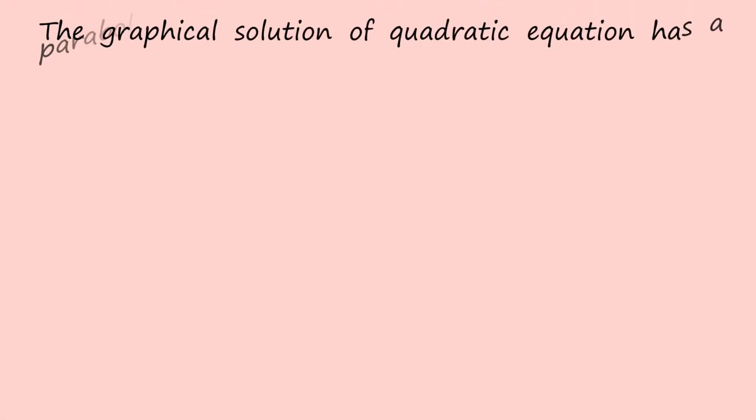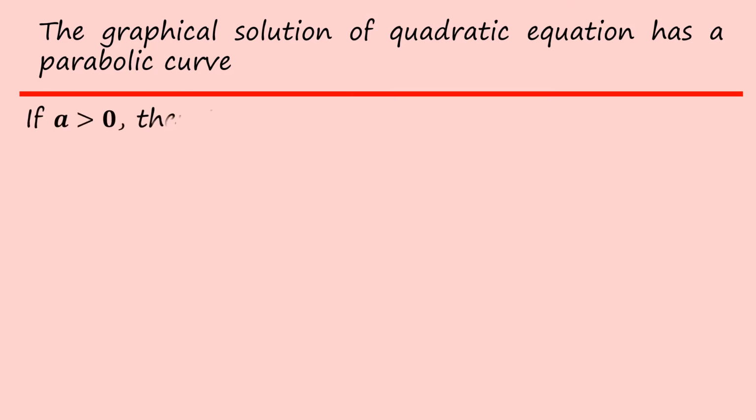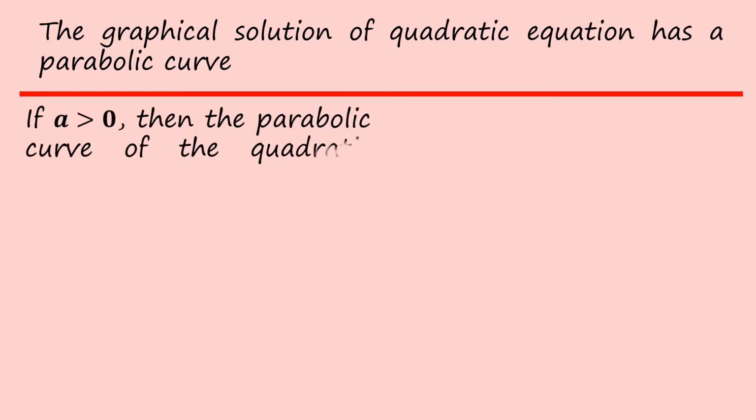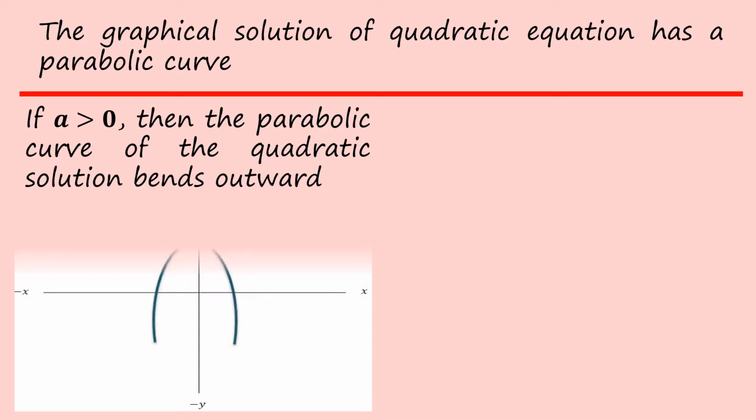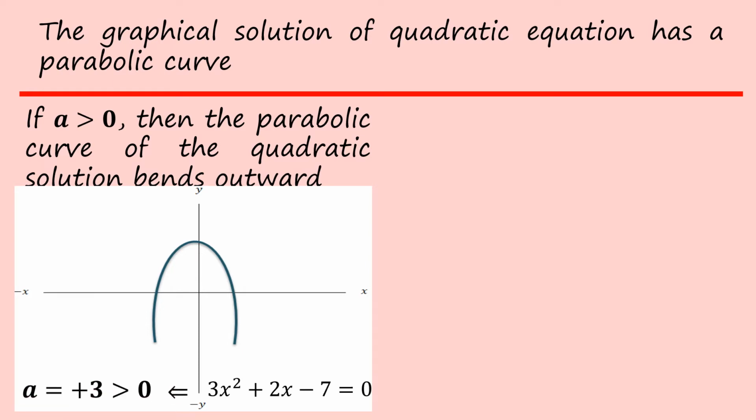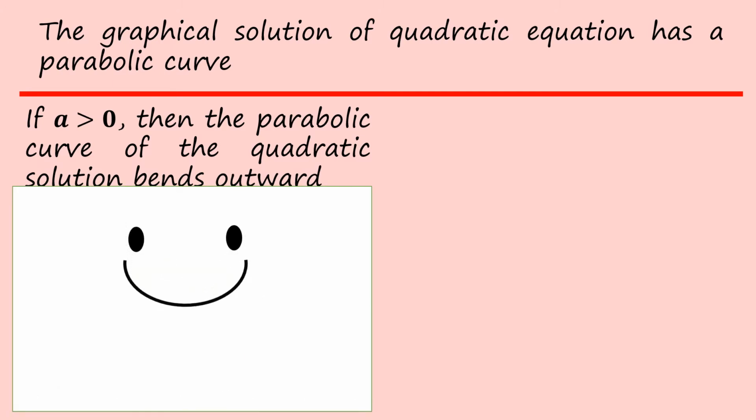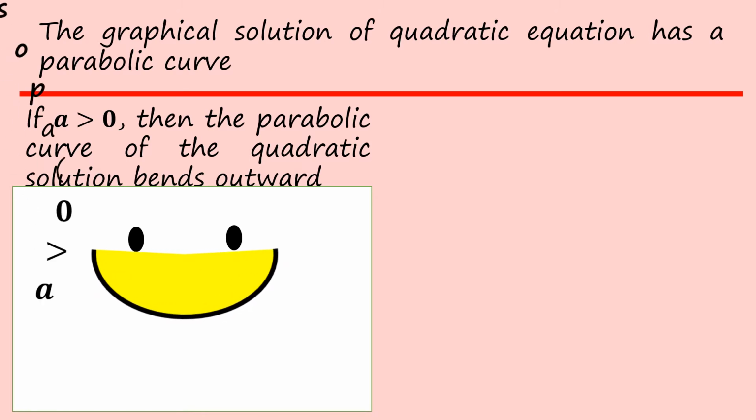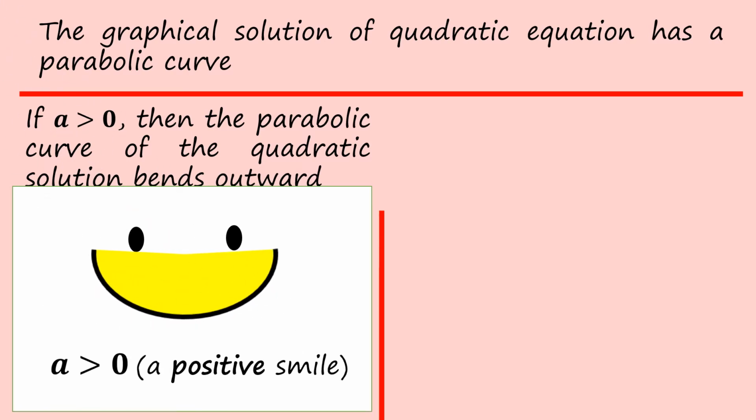The graphical solution of a quadratic equation has a parabolic curve. If a is greater than 0, then the parabolic curve of the quadratic equation bends outward, as we can see from this diagram, and the bottom part of it is called the vertex. Now let's look at this example: 3x squared plus 2x minus 7 equals 0. In this case, a is positive 3, which is greater than 0, and that means we are going to have a kind of a smile. But what kind of a smile? We are going to have a positive smile.